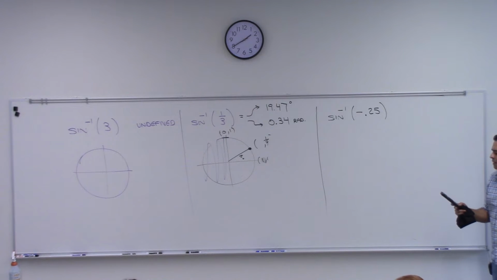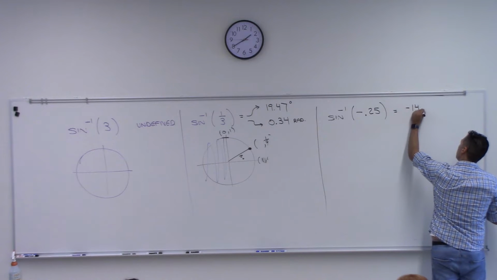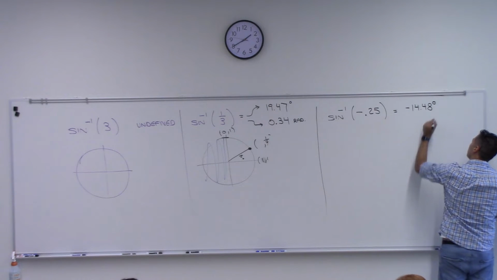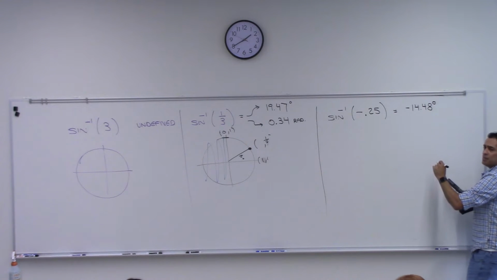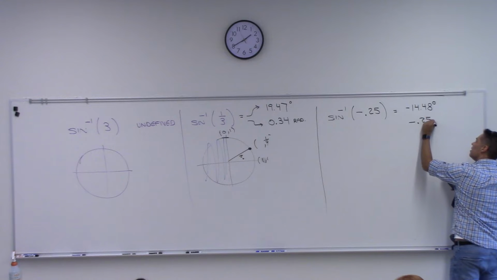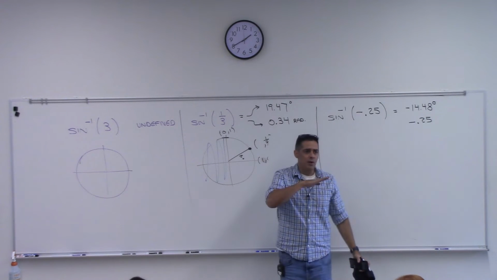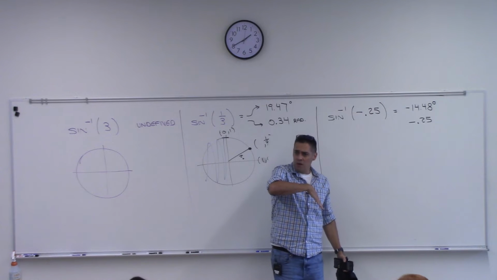Negative 14.48, something like that. Negative 14.48 degrees. And then that's in degrees and radians. Who's got my radians? Negative 0.25. Do y'all see that the calculator is smart enough to give us a negative angle that puts us down in that fourth quadrant?